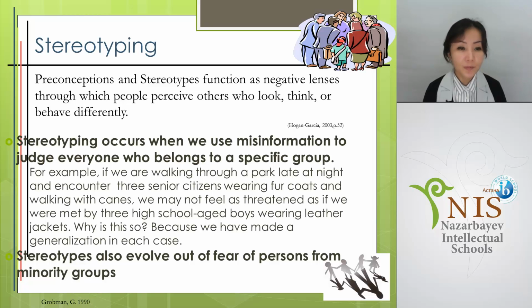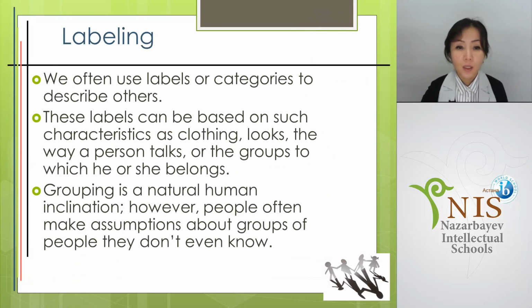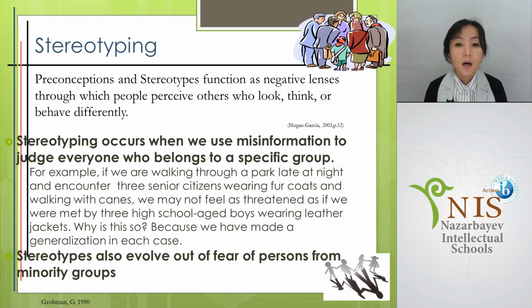Stereotyping. Preconceptions and stereotypes function as negative lenses through which people perceive others who look, think, or behave differently. This was taken from Hogan Garcia, 2003. And stereotyping occurs when we use misinformation to judge everyone who belongs to a specific group.